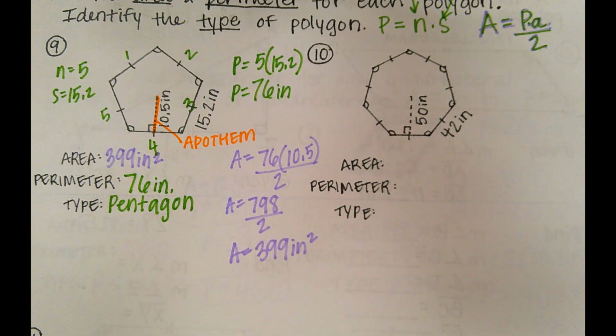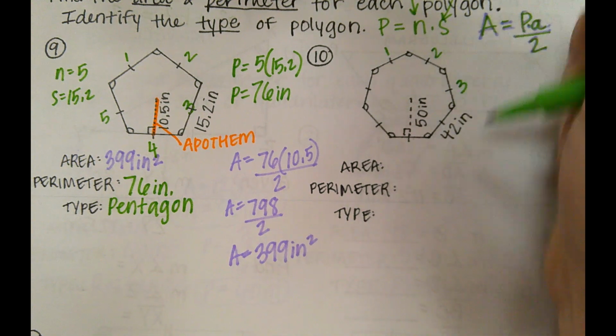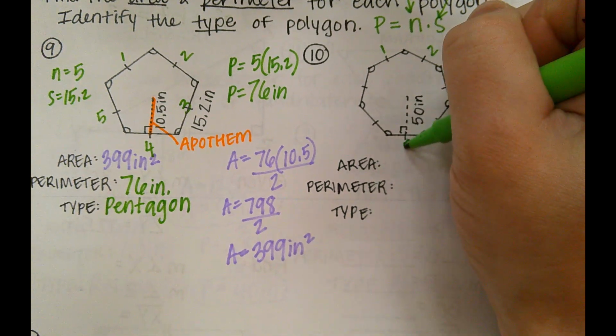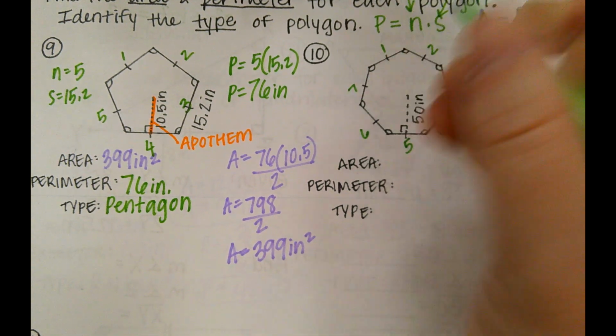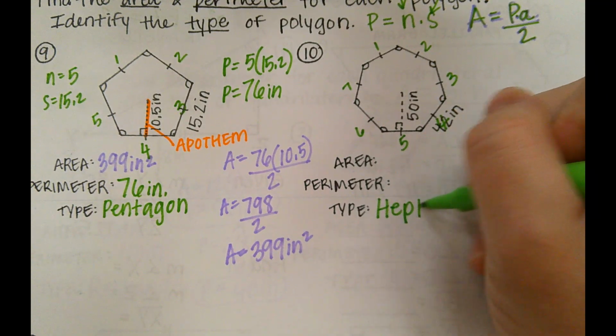Let's look at number 10. How many sides does number 10 have? 7, so it's a heptagon. 1, 2, 3. I'll just double check. 4, 5, 6, 7. Good. Yes, so it is a heptagon.